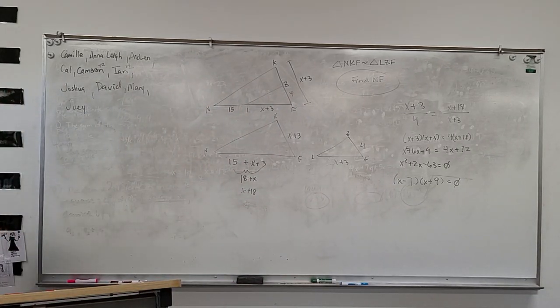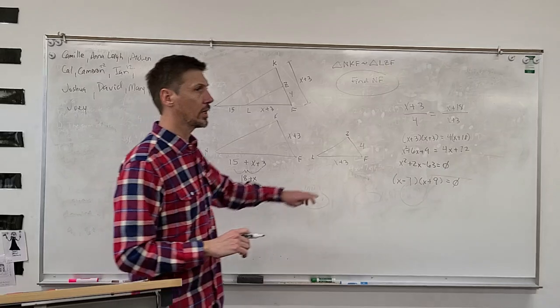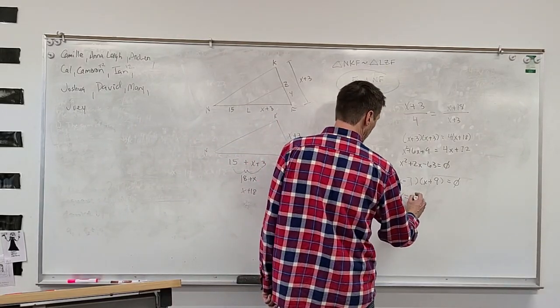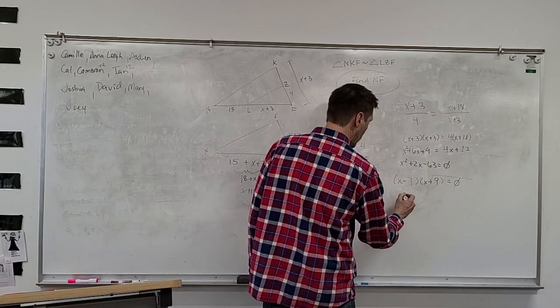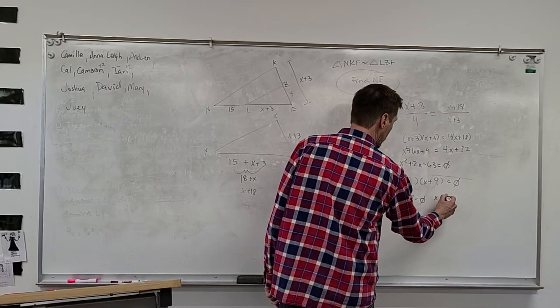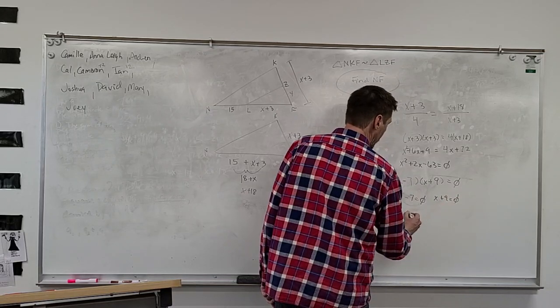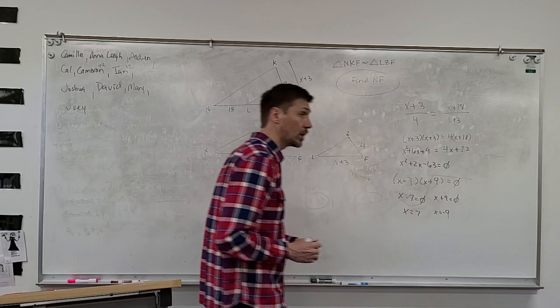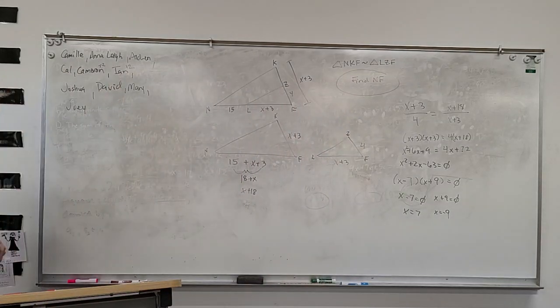So those factors there will give us this quadratic equation. And so setting each equal to 0, remember what I'm doing here is x minus 7 equals 0, and x plus 9 equals 0. And so that means x equals 7, and x equals negative 9. So I get two values again for that.